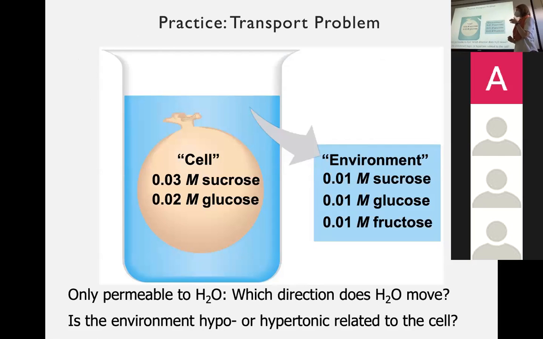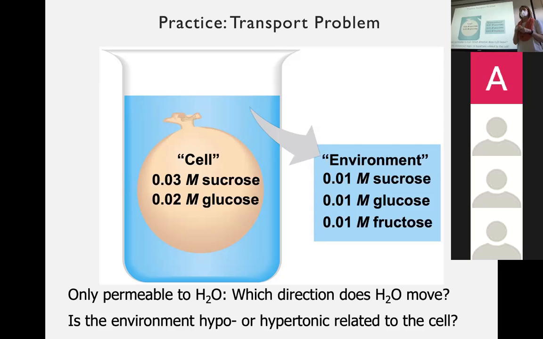So if we're looking at, it's so weird, this is a beaker, but you can't see the beaker on the projector. Anyway, this is a cell sitting in some kind of solution in a beaker. And we want to figure out where the water is moving. So there's water in the cell, there's water outside the cell, and there are also these solutes. The sucrose, glucose, and fructose are all the solutes.